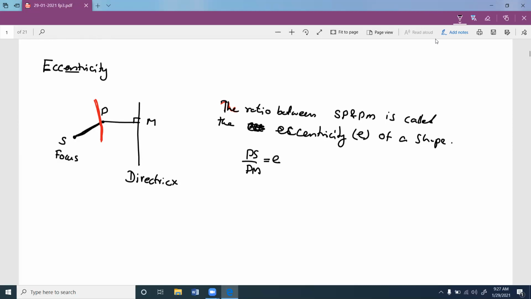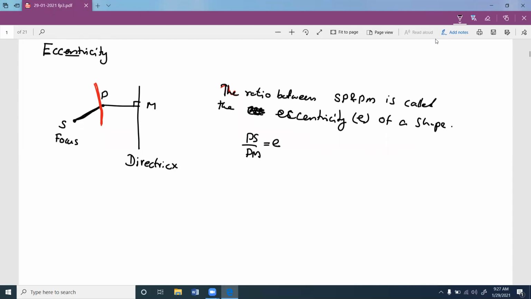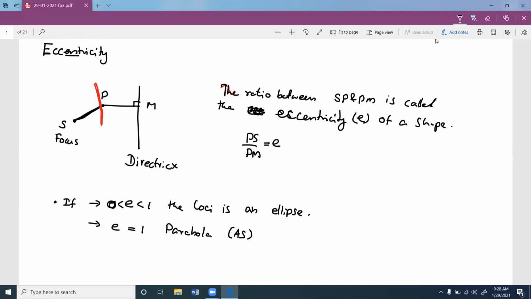Then, what are the properties of PS and PM that we can understand today? If E is between 0 and 1, it cannot be negative, and we can say the shape is an ellipse. If E is exactly equal to 1, it turns into a parabola, which we already learned in our AS level. And the third fact is that if E is greater than 1, we call it a hyperbola.